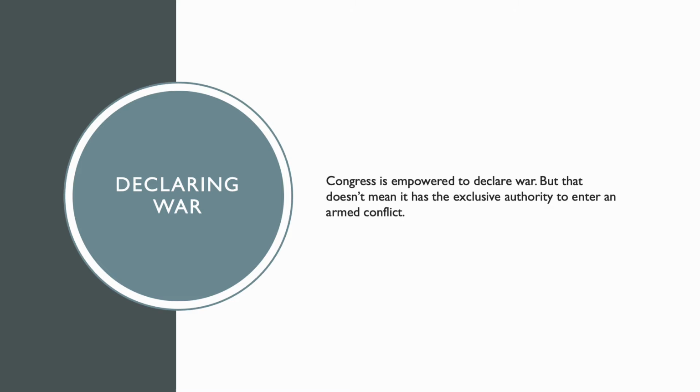It's plain from the text of the Constitution that Congress is empowered to declare war. But that doesn't mean it has the exclusive authority to enter an armed conflict. And it's here that some uncertainty has arisen. So we see from Madison's notes on the Federal Convention of 1787 that the framers decided to replace the words "make war" with the words "declare war," because they wanted to be sure that the executive would be left with the power to repel sudden attacks, and they worried that the words "make war" might suggest that Congress and not the President had that power.